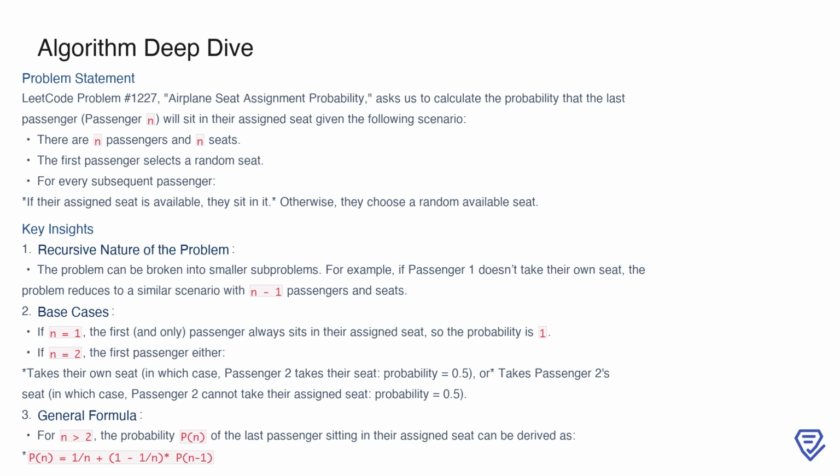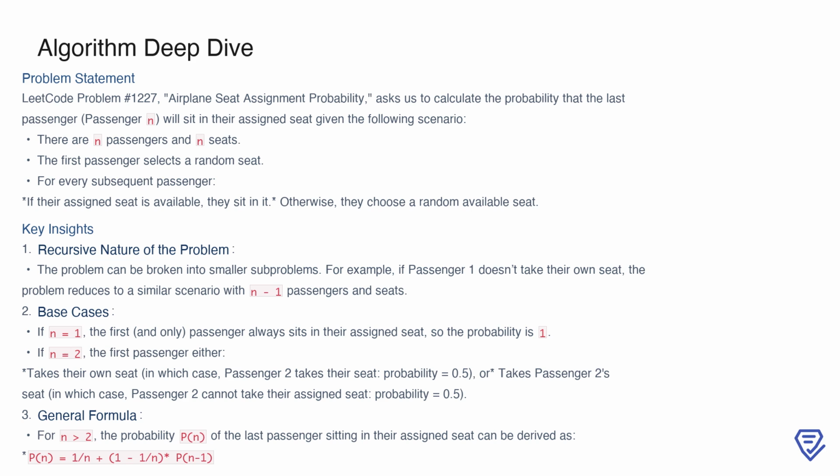In this problem, we are tasked with calculating the probability that the last passenger, passenger n, ends up sitting in their assigned seat under a specific set of rules. The first passenger picks a random seat, and each subsequent passenger either sits in their assigned seat if it is available or chooses randomly from the remaining seats.